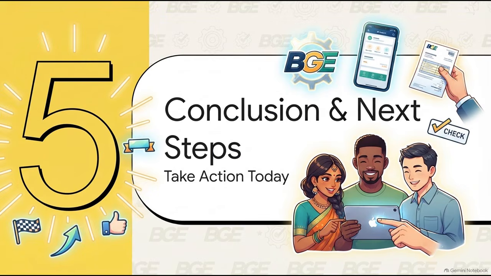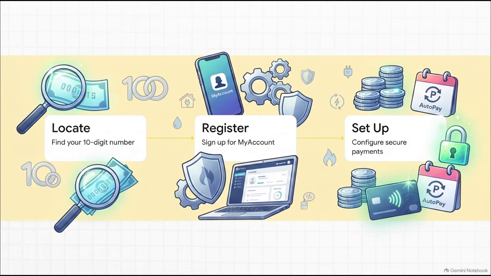Section 5. Conclusion and next steps. Take action today. All right, here's your checklist to take action. 1. Locate your 10-digit number today. Even if you don't need it right this second, it's a huge relief to have it on hand. 2. Securely register for your My Account online or download the mobile app. And 3. Set up your secure payment options like AutoPay. Taking these simple steps today absolutely prevents major headaches tomorrow.